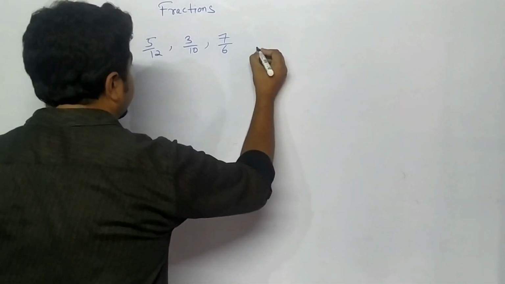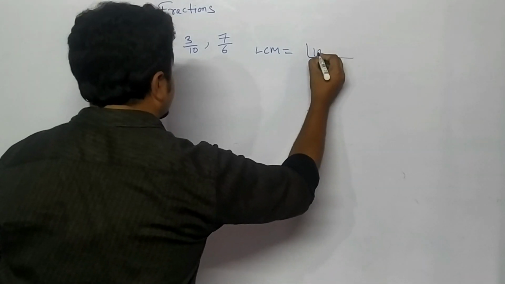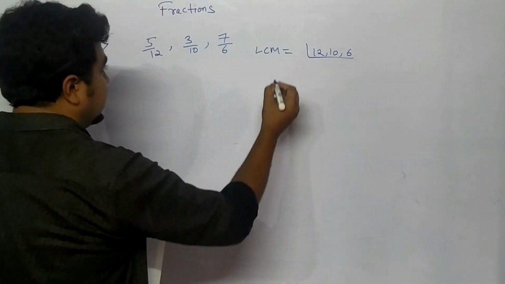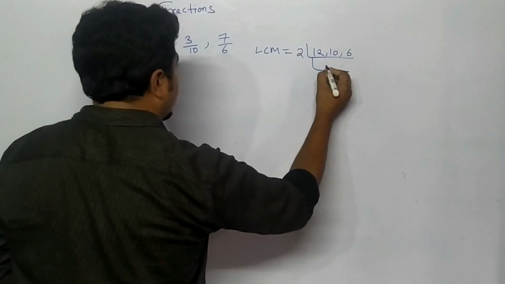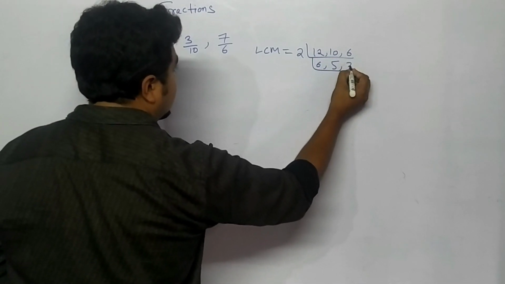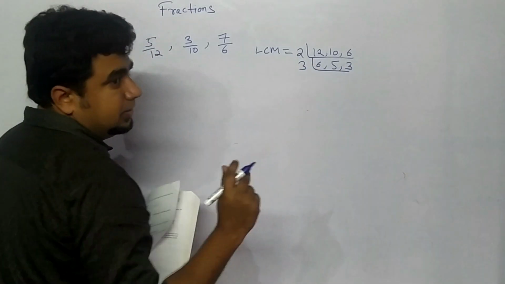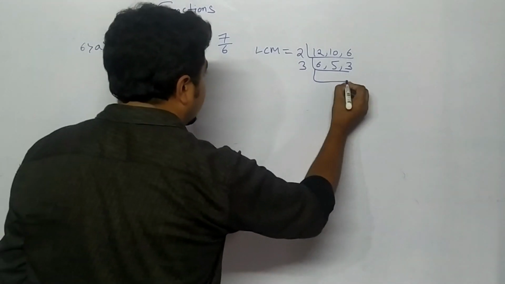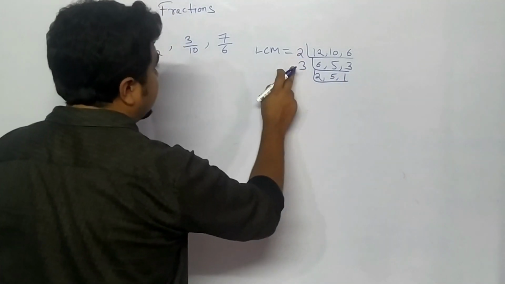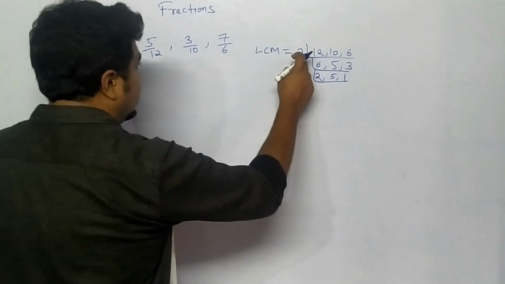How to make like fractions? First you take the LCM of 12, 10 and 6. You can take 2 as common: 2 into 6, then 2 into 5 and 2 into 3. Between 3 and 6, both are multiples of 3, so you can take 3 as common. Here it will be 2, here 5 only, and here 1. Now you just multiply, because nothing is common now. 2 and 5, no number is common.